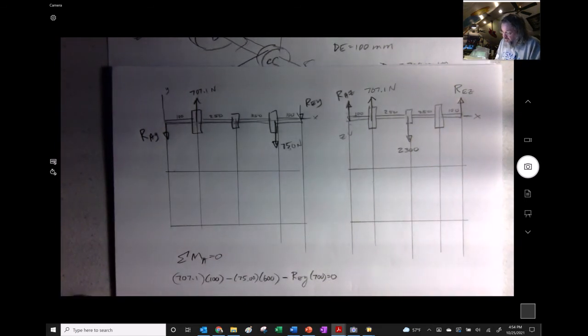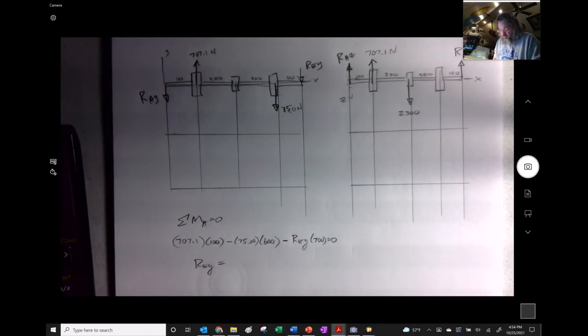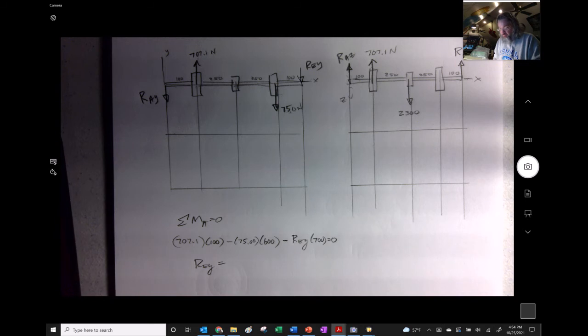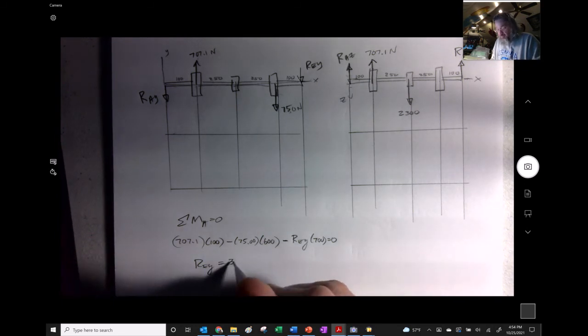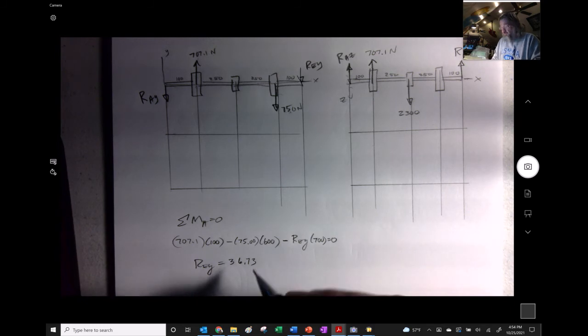So REY is 707.1 times 100, minus 75 times 600, and we're going to subtract that out and then divide by 700. And I get 36.73 newtons. And he's coming down.